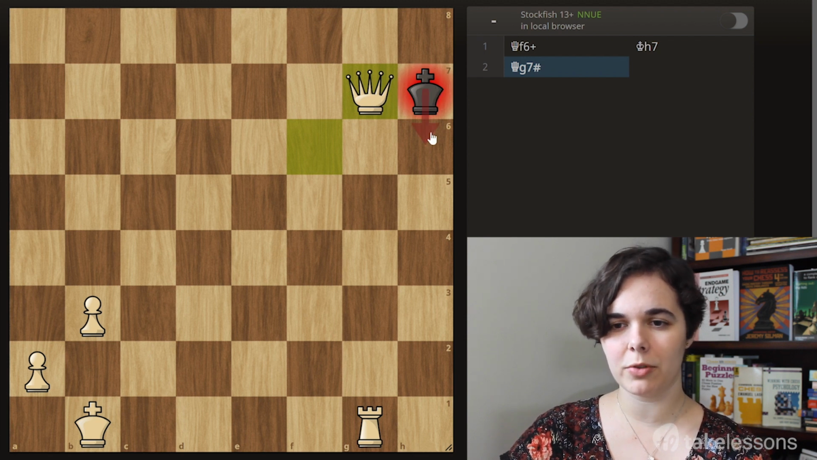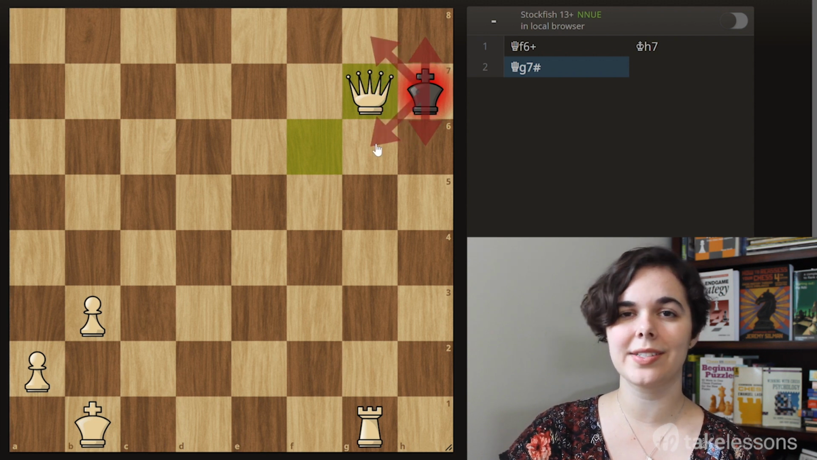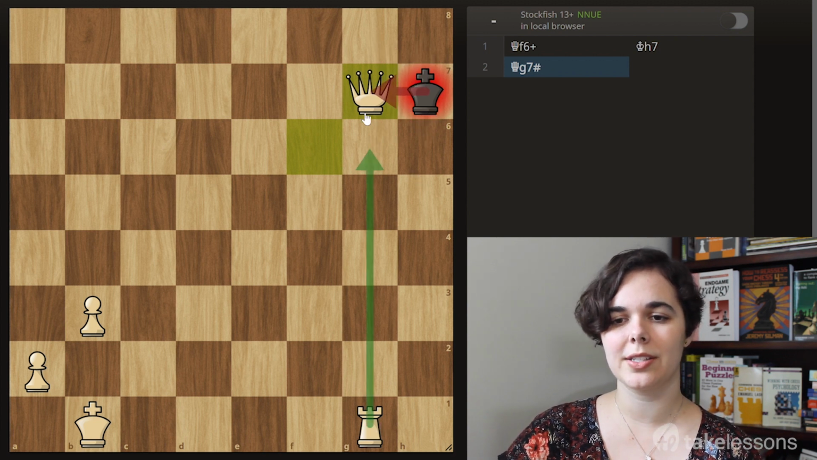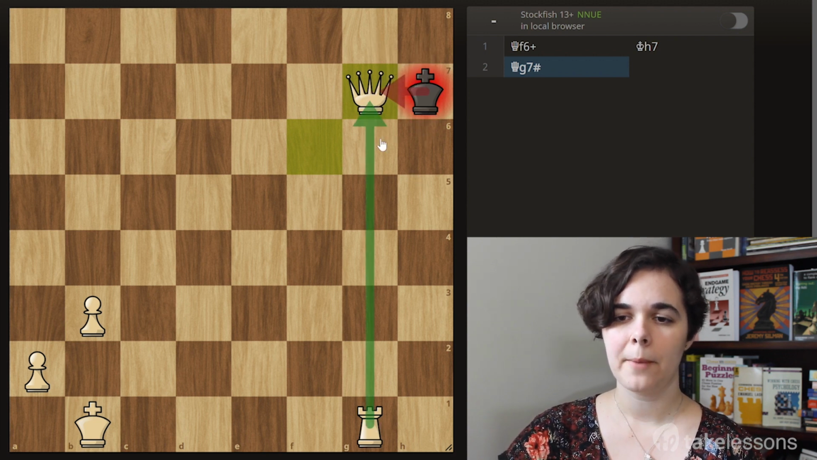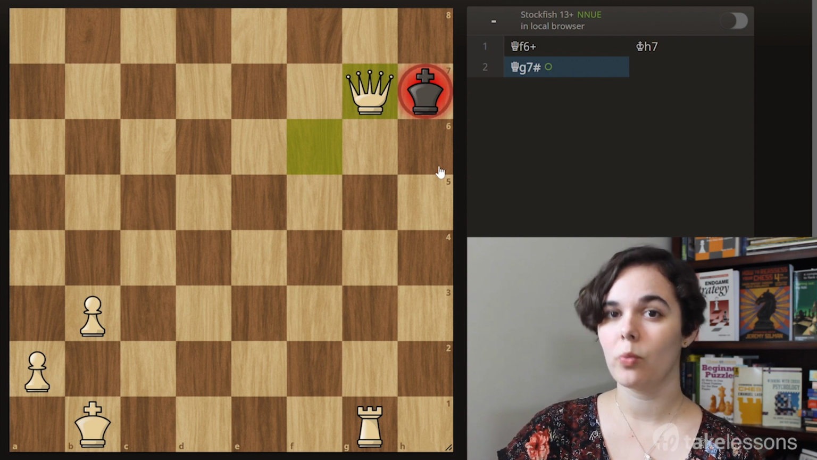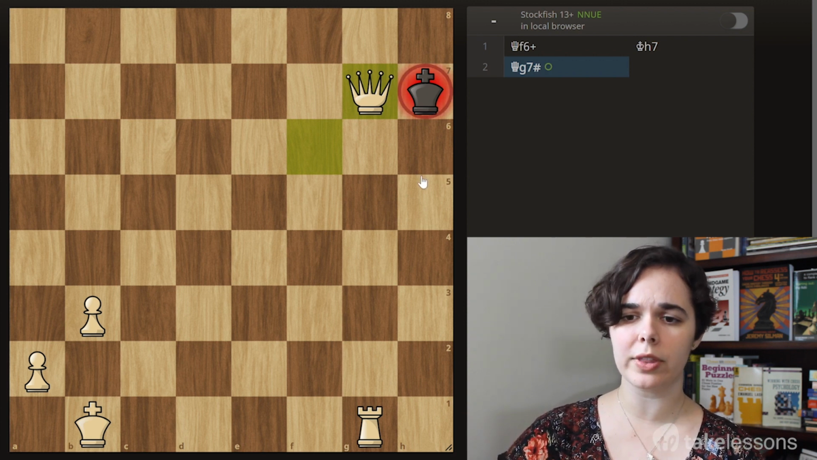This king cannot move to either of these squares because of our queen, and he cannot move to either of these squares again because of our queen. And he cannot capture our queen here because she's defended by our rook. So this king is in checkmate here. When we get checkmate, we win the game. So we get the full point for the game.